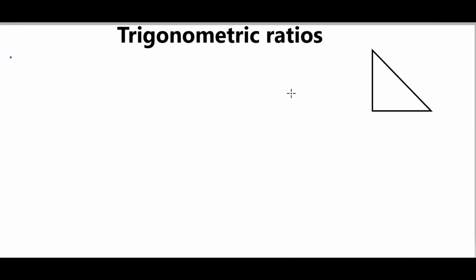Trigonometric ratios. In a given triangle ABC, this is capital A, this is capital B, this is capital C, called the vertices of a triangle. This angle is taken as theta. AB is the adjacent side and AC is the opposite side of theta, and BC is the hypotenuse.